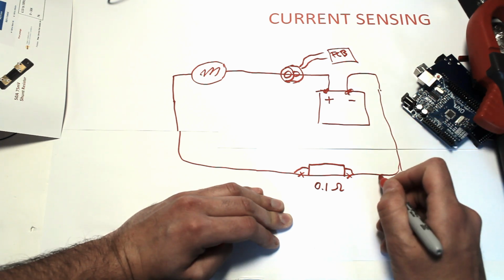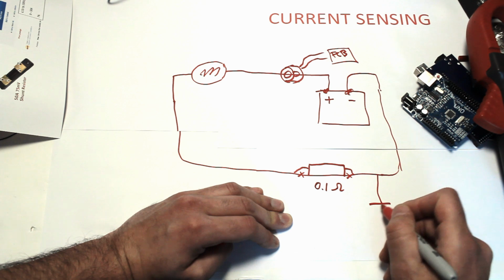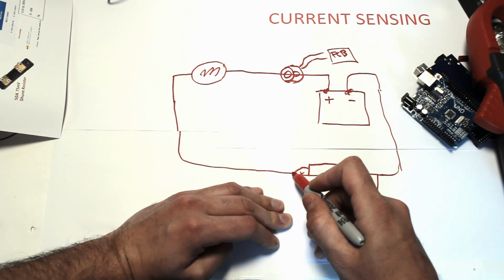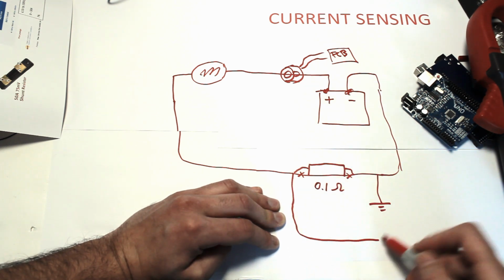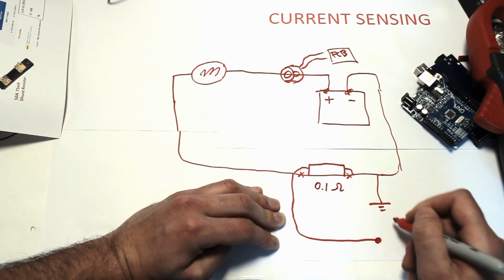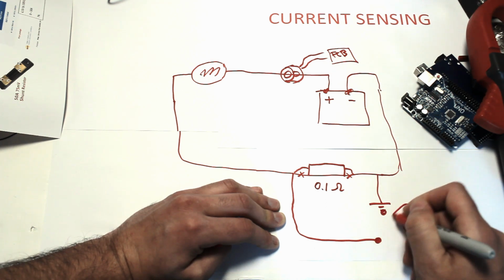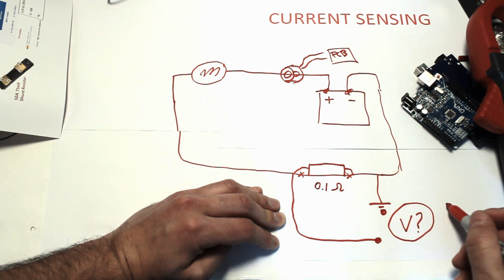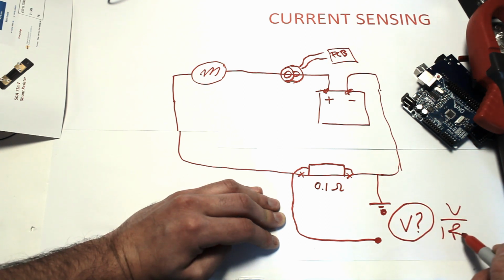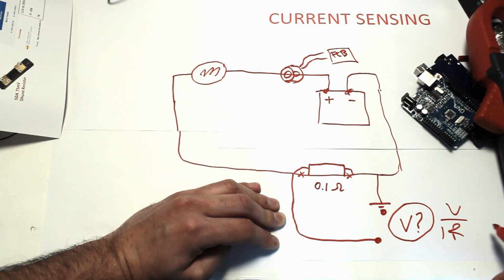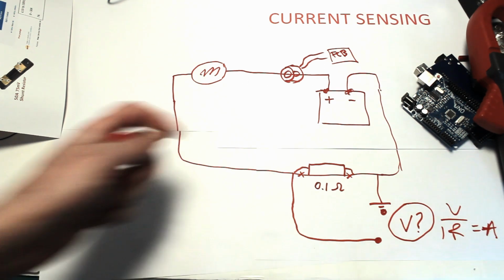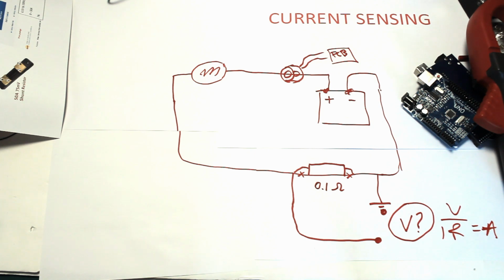And then what we can actually do is take a tap off here, and we take a tap off the front, and the voltage read between here and here can actually be used with a bit of Ohm's law, V over R equals I, to figure out the current in amps. Now again, very useful, very cheap. We can find examples all over the web of using this particular method.